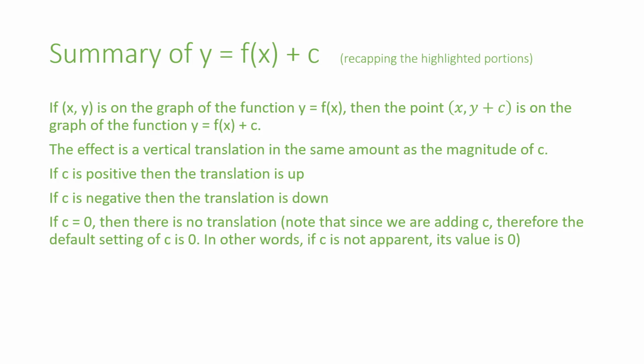So a summary of y equals f of x plus c. If (x, y) is on the graph of the function y equals f of x, then the point (x, y plus c) is on the graph of the function y equals f of x plus c. The effect is a vertical translation in the same amount as the magnitude of c. If c is positive, the translation is up. If c is negative, the translation is down. If c equals 0, there's no translation.